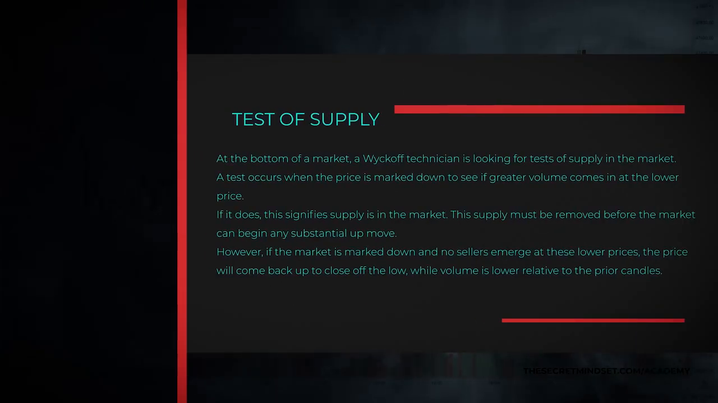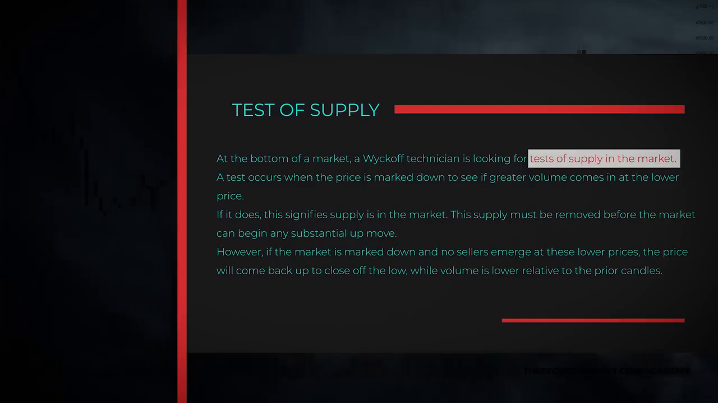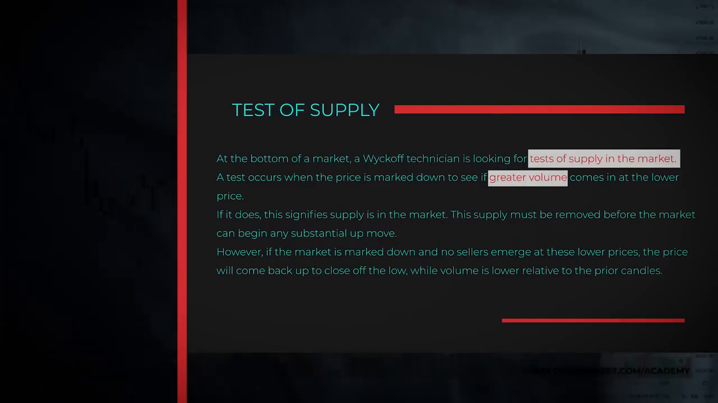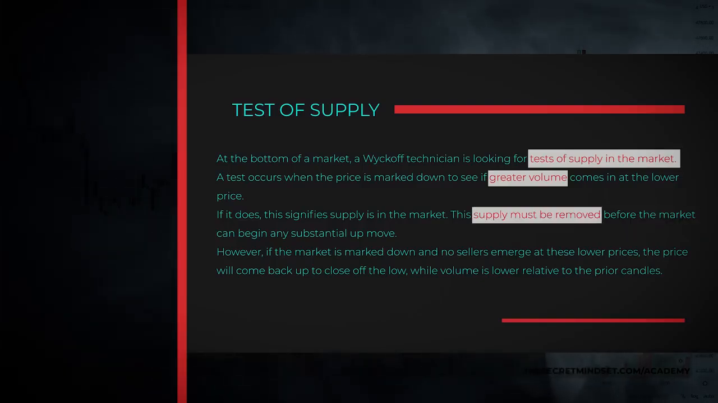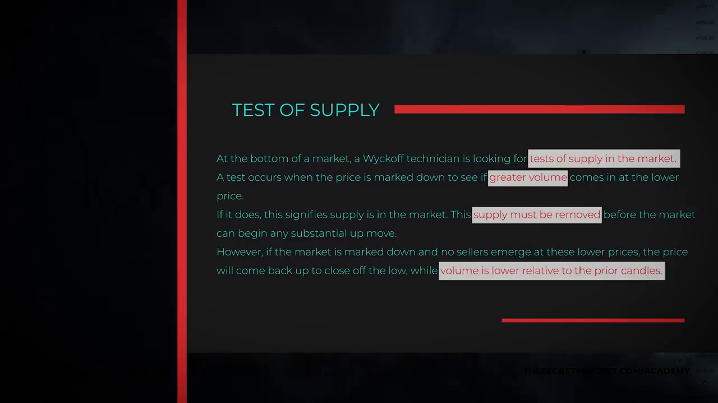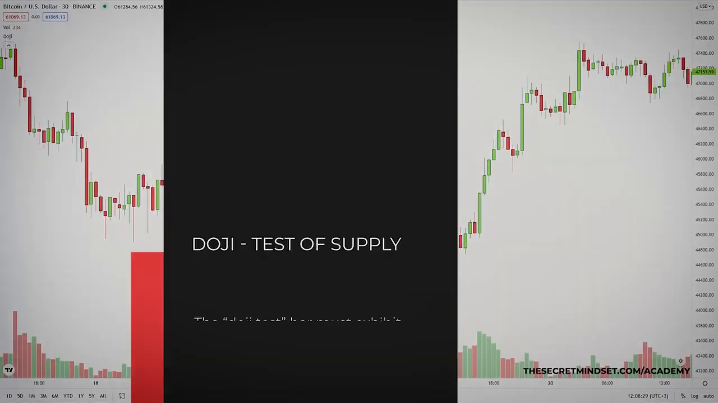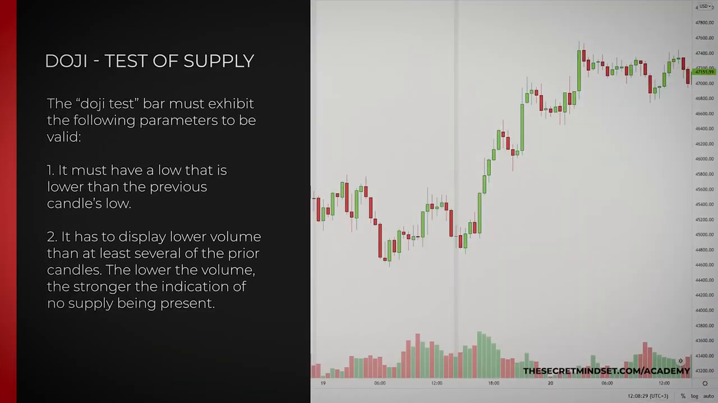At the bottom of a market, a Wyckoff technician is looking for tests of supply in the market. A test occurs when the price is marked down to see if greater volume comes in at a lower price. If it does, this signifies supply is in the market. This supply must be removed before the market can begin any substantial up move. However, if the market is marked down and no sellers emerge at these lower prices, the price will come back up to close off the low, while volume is lower relative to the prior candles. With no supply present at the current price level, the price should rise.